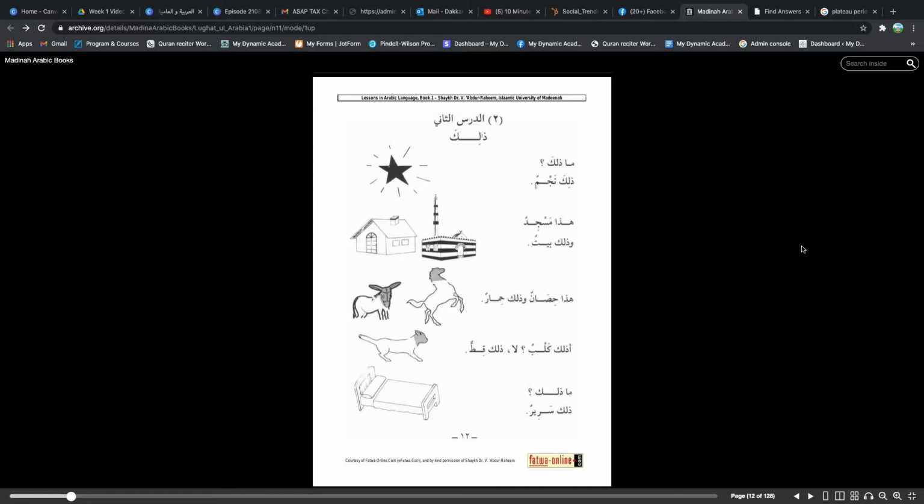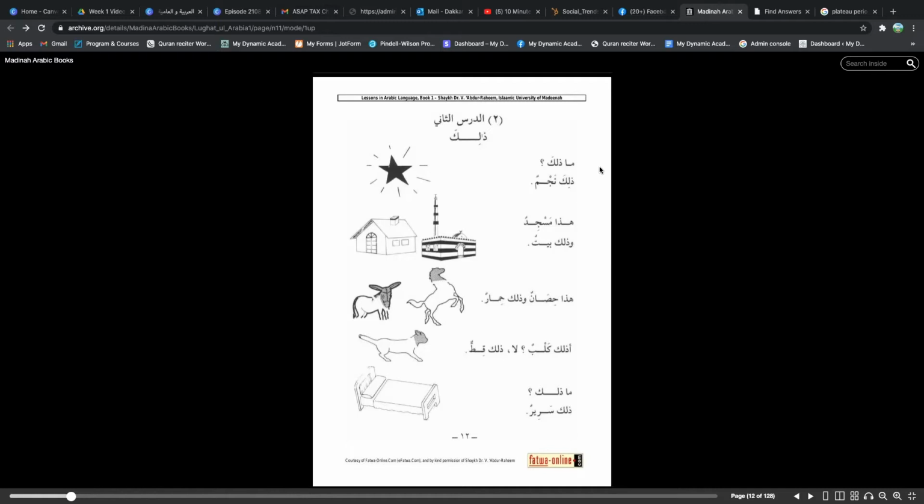This is Abur Rahim, and we're in Dars al-Thani, the second lesson from the Arabic course for English-speaking students that was developed by Madinah Islamic University. Okay. So the previous class, we talked about hada. This class, we're going to be talking about that. I'm going to read through everything firstly, so you guys get some understanding of the lesson, and then we're going to go back and go over everything in more detail.